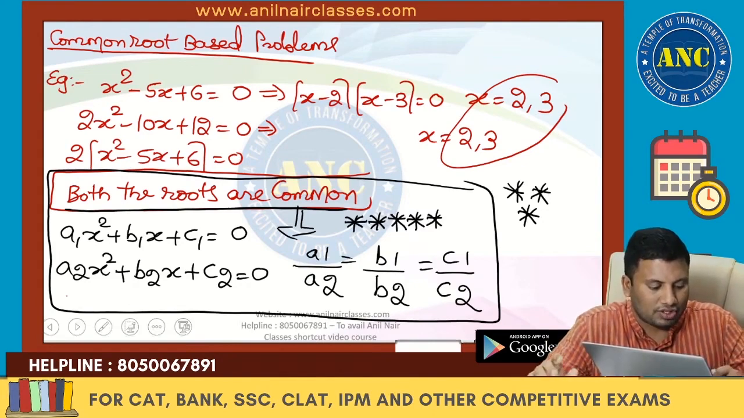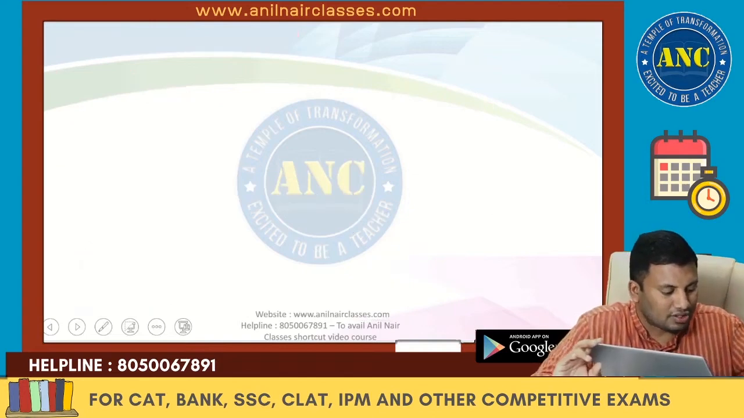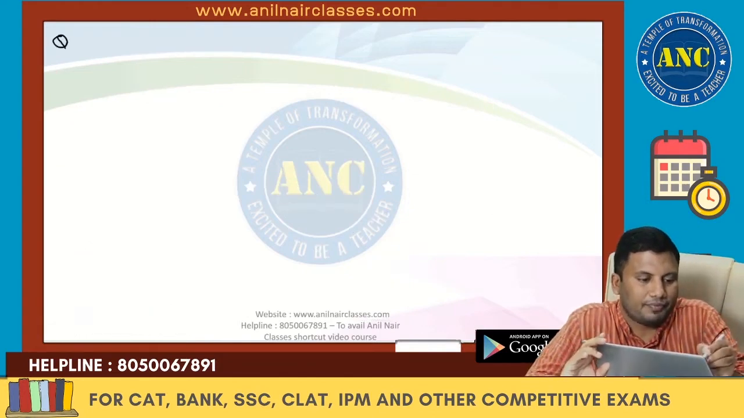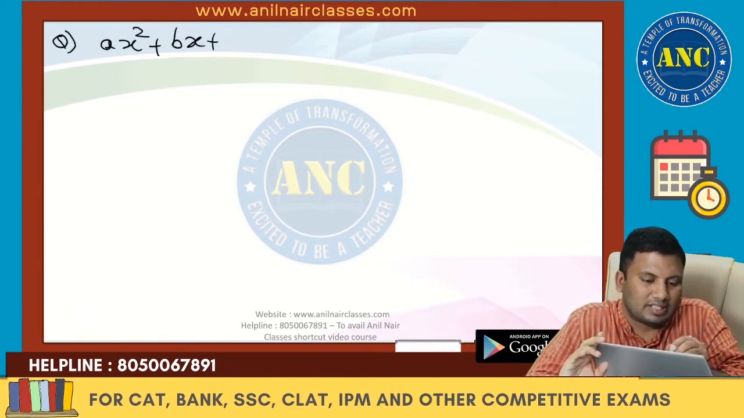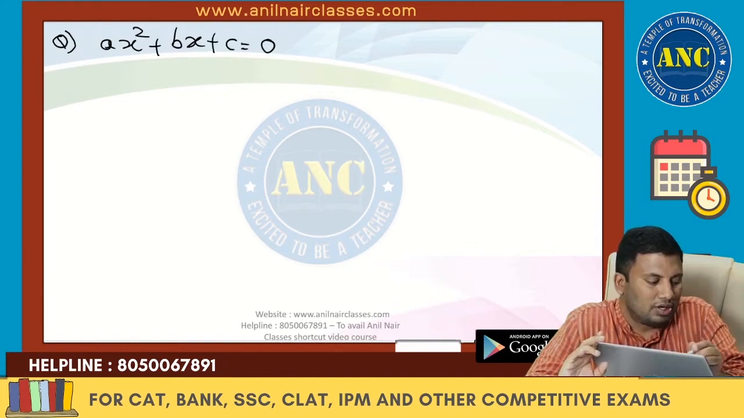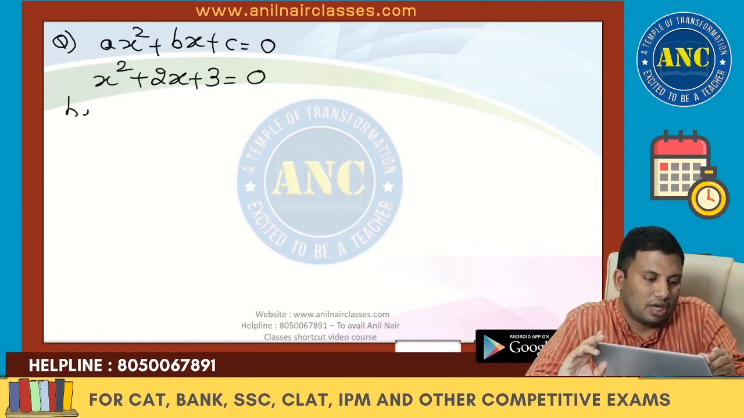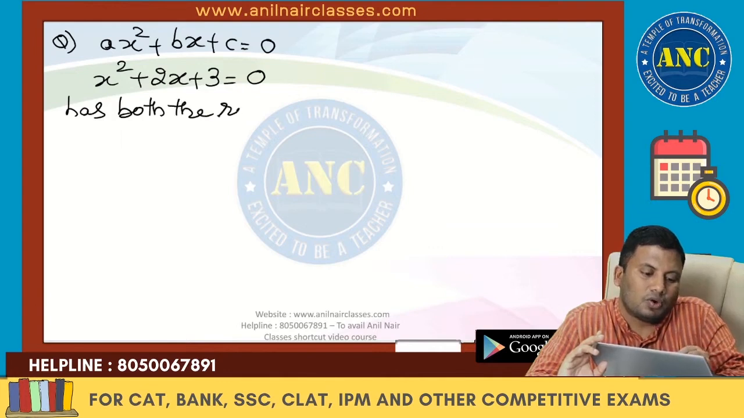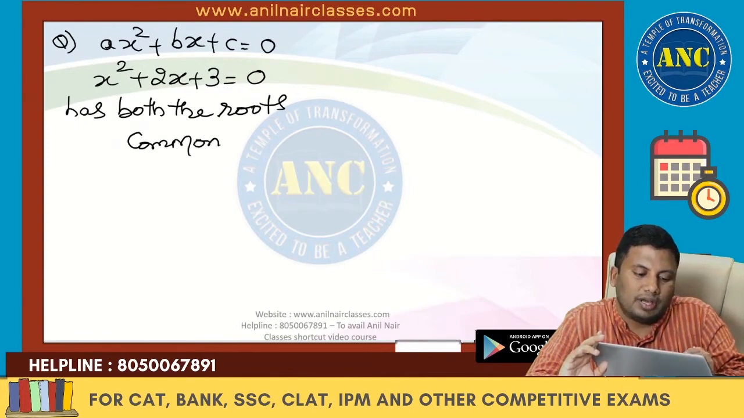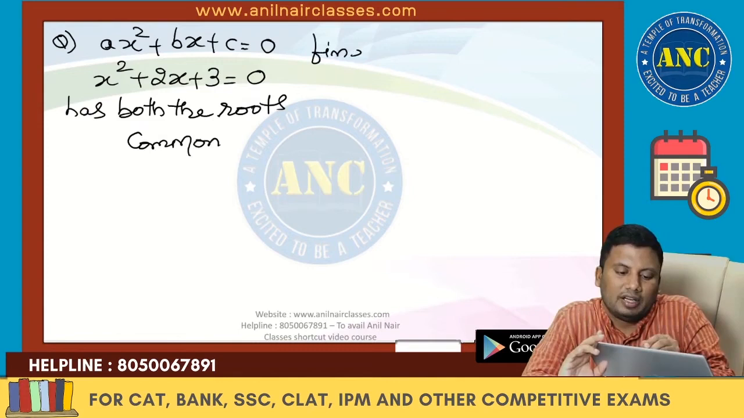Now, first question. First one, please write down. Ax square plus bx plus c equivalent to 0, and x square plus 2x plus 3 equivalent to 0 has both the roots common. Find a is to b is to c.